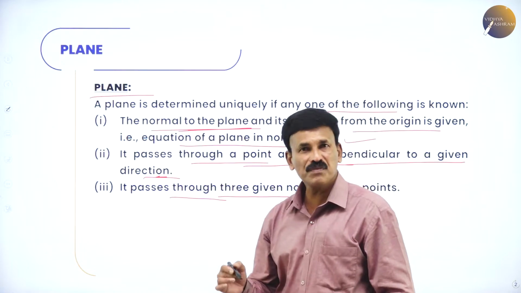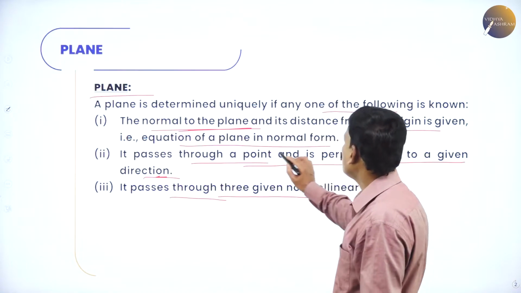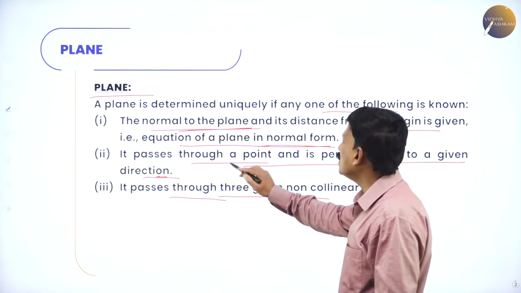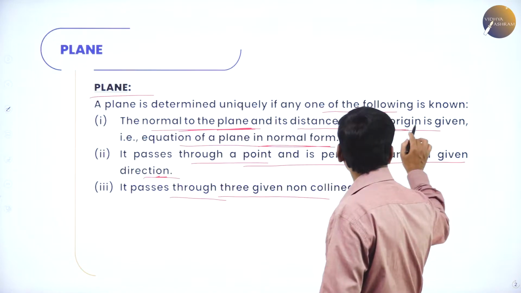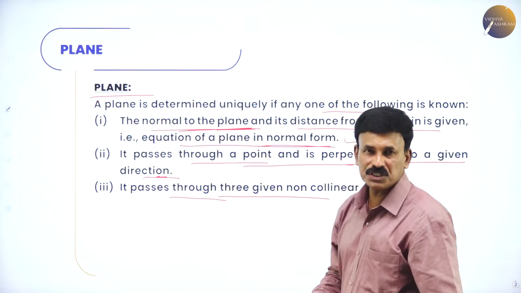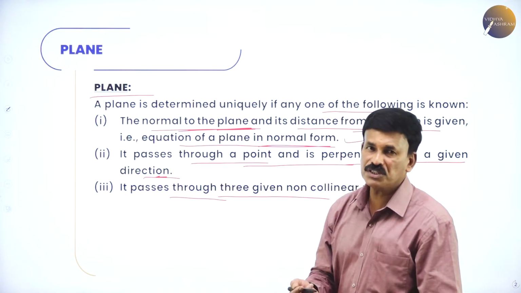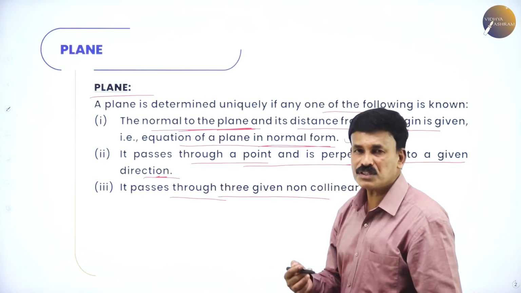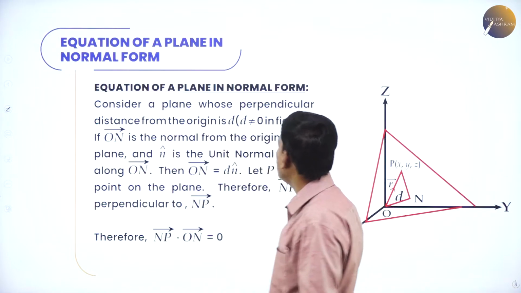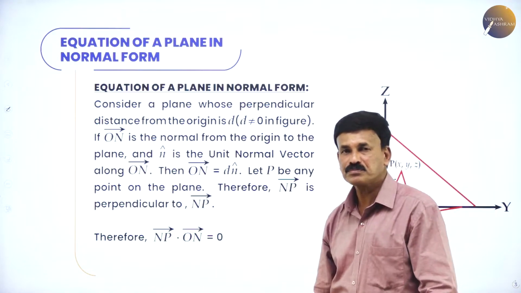Now let us come to the first derivation. The very important one is the equation of the plane in the normal form. What is the condition? The normal to the plane and the distance from the origin is given. Then we are going to find the equation of the plane, which is called the normal form.